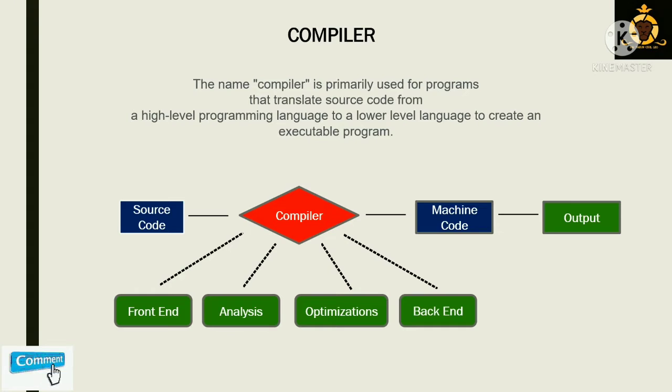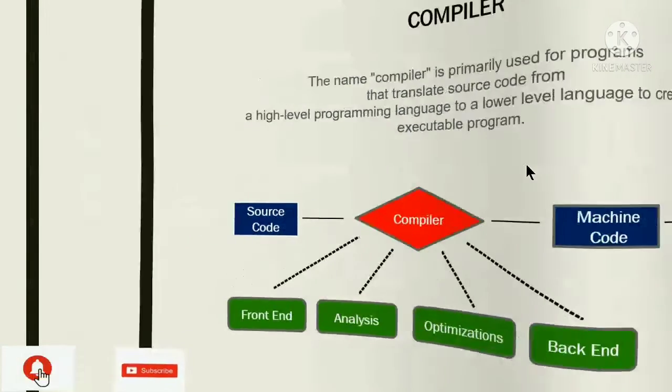Compiler. It is a program that translates source code from a high-level language to a low-level language to create an executable program. The processes followed here are: the first function in a compiler is the front end, and then analysis, optimizations and backend. After this process, the code will be converted into the machine code and the required output is obtained.